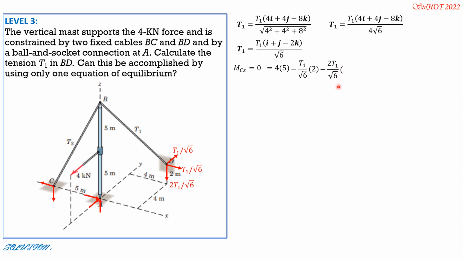Minus 2t1 over square root of 6 times 4. So combining this, 2 plus 8 is 10. 10 over square root of 6 t1 equals 20. So 10t1 over square root of 6, after transposing to the left, is 20. So t1 can now be solved in decimal form: 4.899 kilonewtons. So that's it.